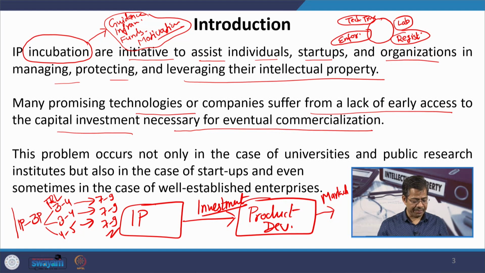When I am saying that TRL is improved, it is basically IP incubation. I have some intellectual property, I am incubating it, I am providing some kind of support to that intellectual property, and as a result of that it is moved from the current 2, 3, 4 to 6, 7, 8, 9, where there is a better scope of commercialization.